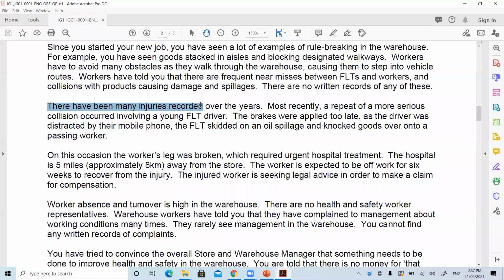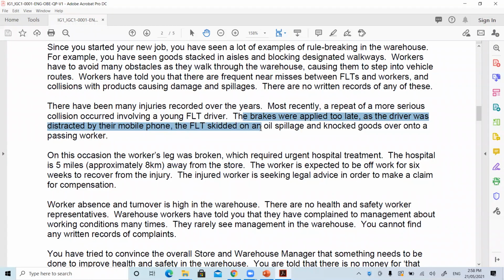There have been many injuries recorded over the year. Most recently, a repeat of more serious collision occurred involving a young forklift driver. It means that there have been many injuries previously as well. This is a repeat of more serious injuries, and this was a collision involving a young forklift truck driver. The brakes were applied too late as the driver was distracted by their mobile phone.